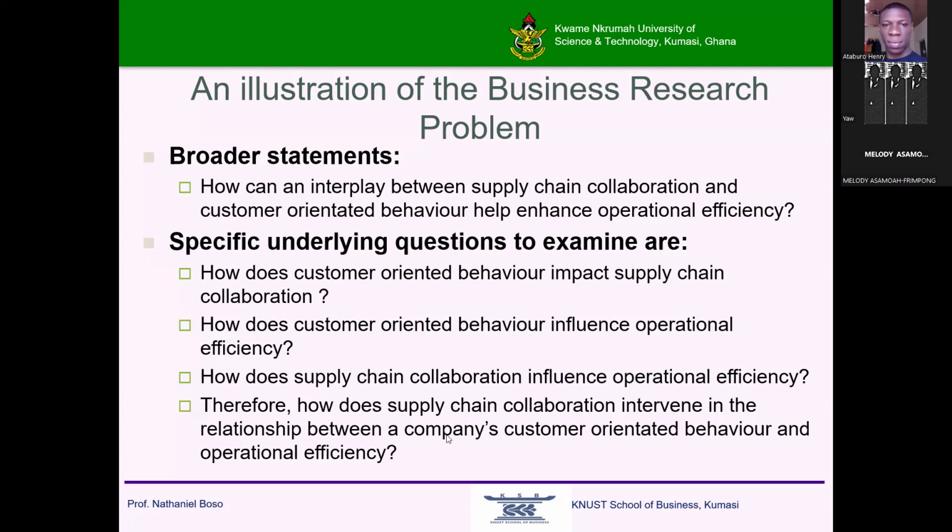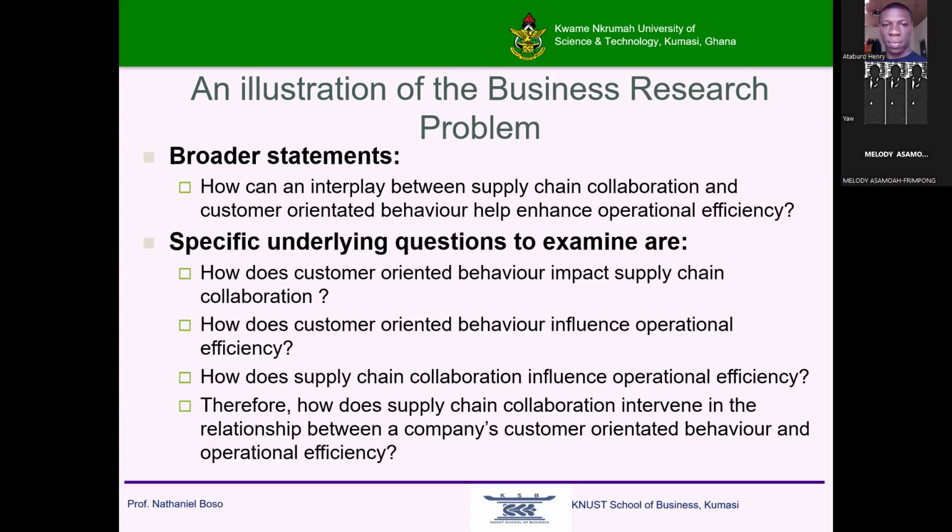Now, in place of the fourth one, you could have put your research question, which is, how do customer-oriented behavior and supply chain collaboration integratively influence operational efficiency? You are proposing a synergy. Each of them can drive operational efficiency, but what happens when we bring both together? What happens when we join them together?